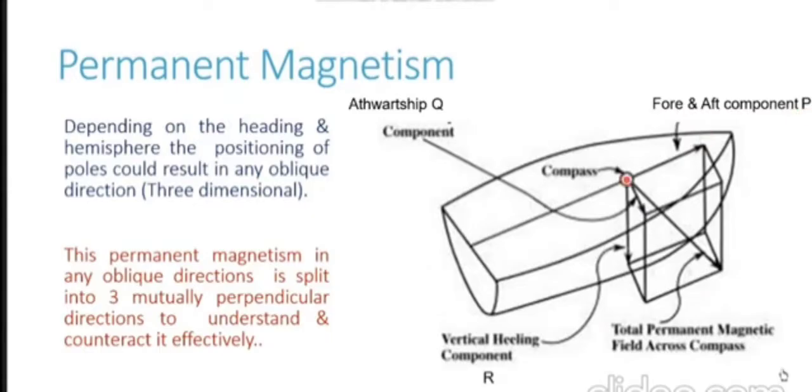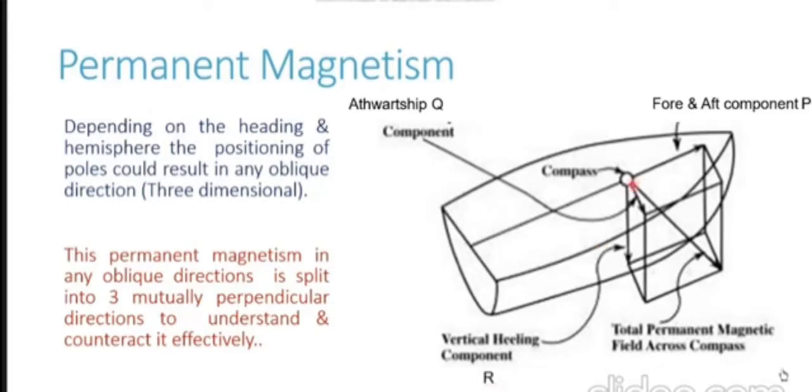and it is represented by the alphabet P, Papa. Then you see this second vector, this is the second component. This is the athwartship component of the ship's permanent magnetism, and it is represented by Q, Quebec. And the third component is the vertical component. You can see this particular arrow shows the vertical component of the ship's magnetism. This is known as the vertical component, also called the heeling component, represented by the alphabet R, Romeo.